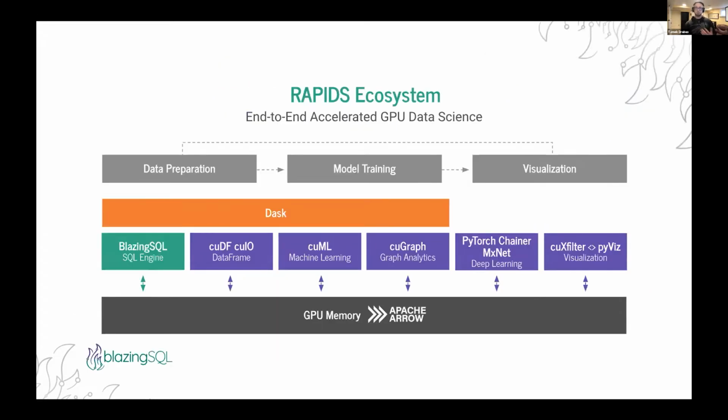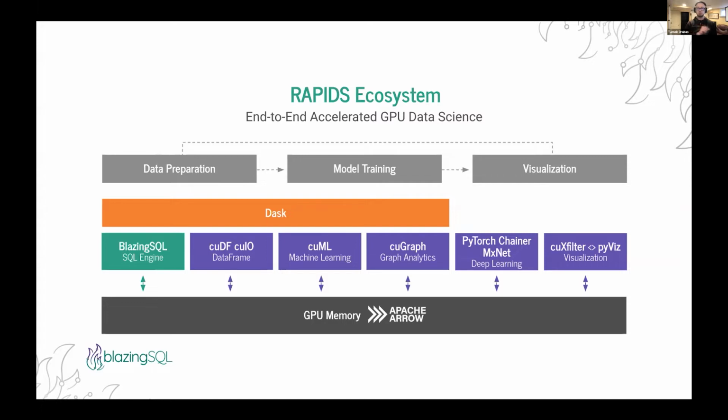In terms of the RAPIDS ecosystem, I already touched a little bit upon that, but we are on the featurize side of things. So we go hand in hand with cuDF and cuIO. cuIO is the readers and writers part of the ecosystem. cuML and cuGraph I already mentioned. If you want to do deep learning, you have options to use PyTorch, Chainer, MXNet, and whatnot. I believe TensorFlow is also supported.